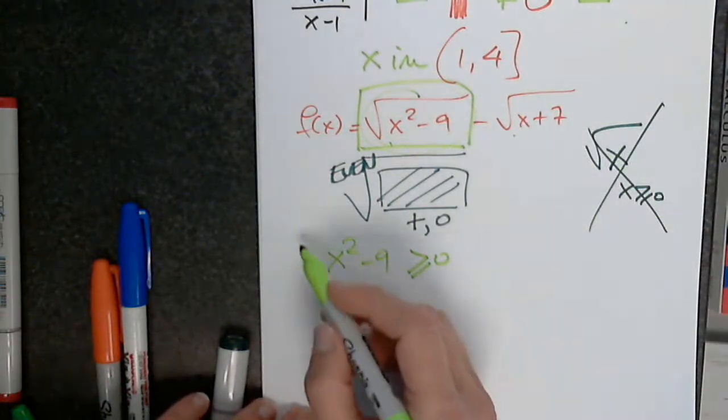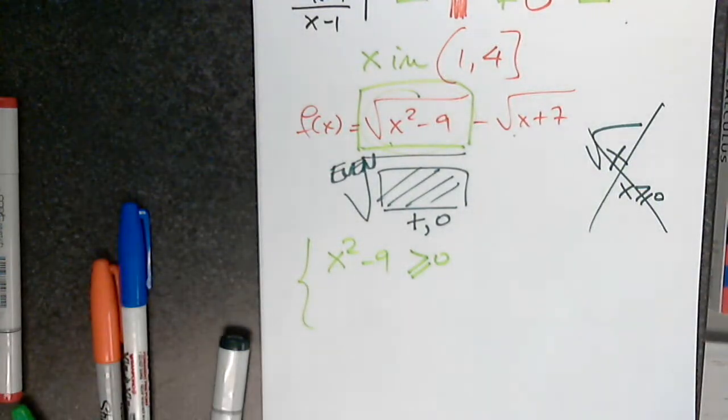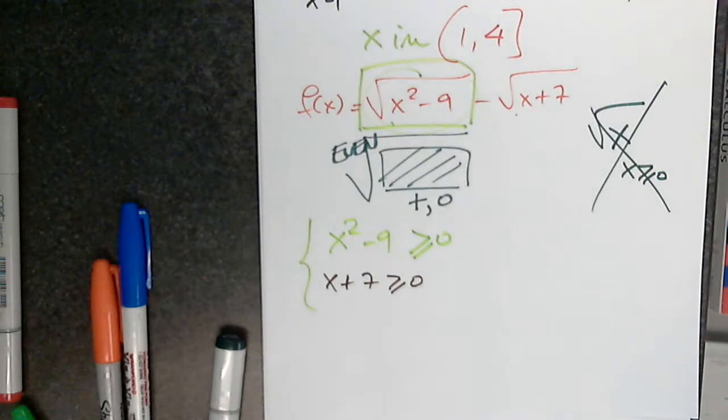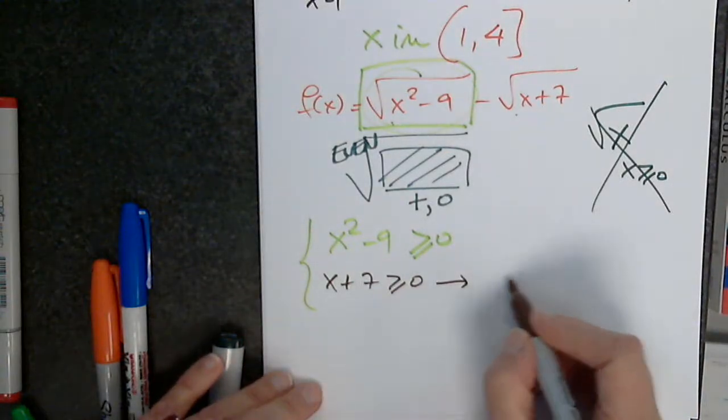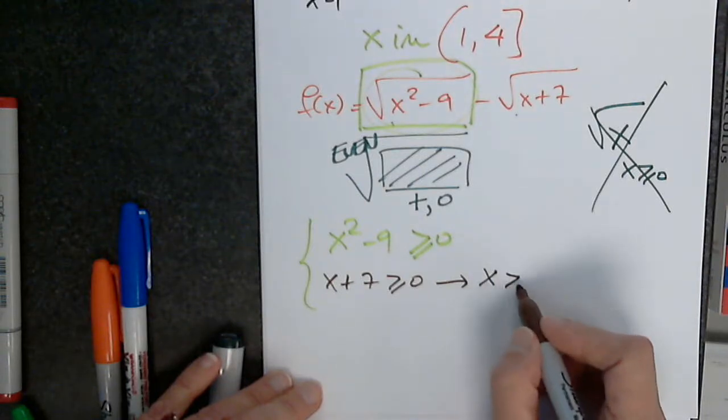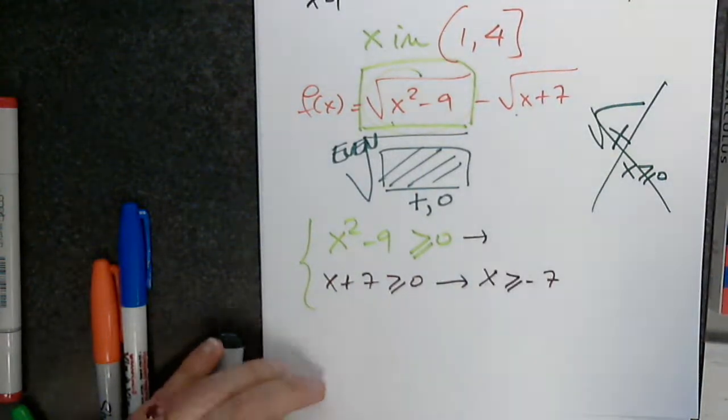Now about the second one. So we have two conditions here. What is the condition for the second one? X plus 7 has to be greater than or equal to 0. Good. The second one I know how to solve. It's a one-liner. So what do I have to write? X is greater than or equal to negative 7. Okay, so what do I do with this?